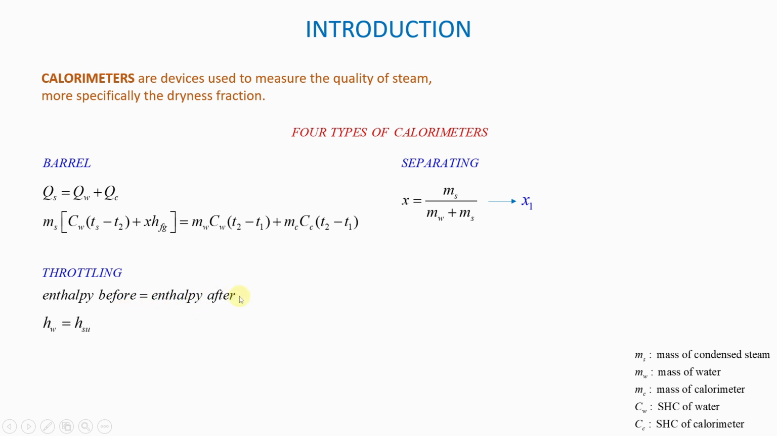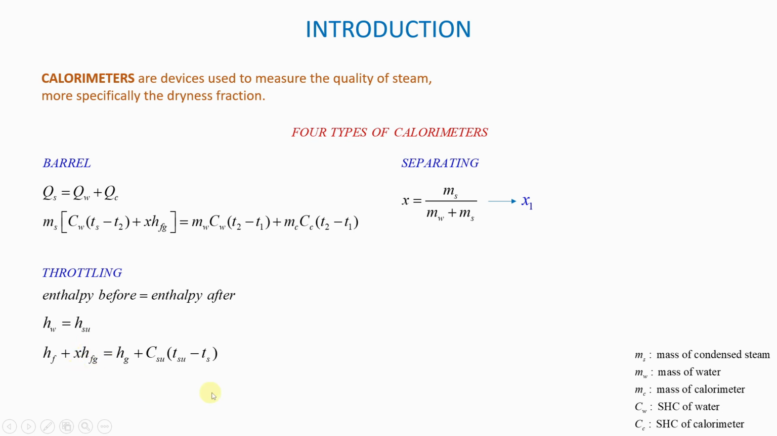Now from this equality, if we write the h_w equation and make it equal to the h_su equation, then what we will get is this. From this, you can see that we have x, which is the dryness fraction.